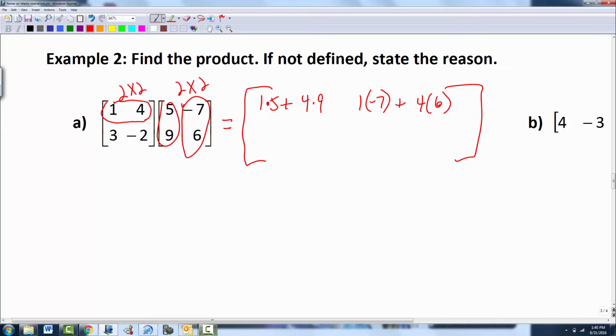Next. Give you a hint. Good. It is 3 times 5. Just want to make sure you know where to locate your numbers. Plus, I'll give you that part.